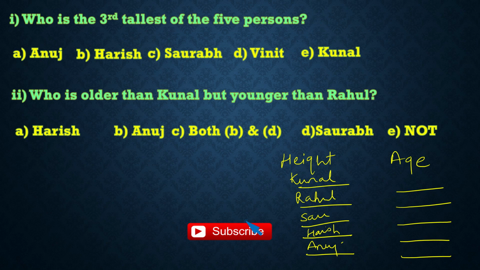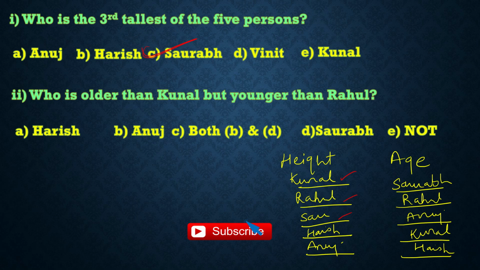Got the answers of both the questions? This was the arrangement, correct? First question says, who is the third tallest of the five persons? Who is the tallest? One, two, three. Saurav is the tallest. So, correct option is C.